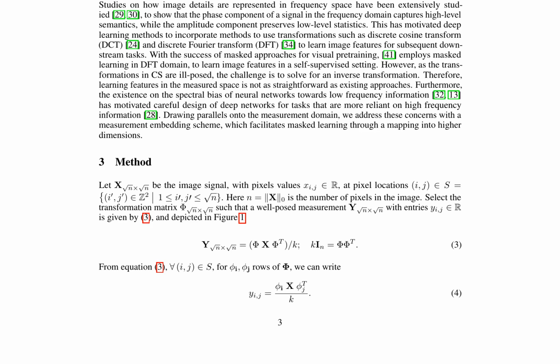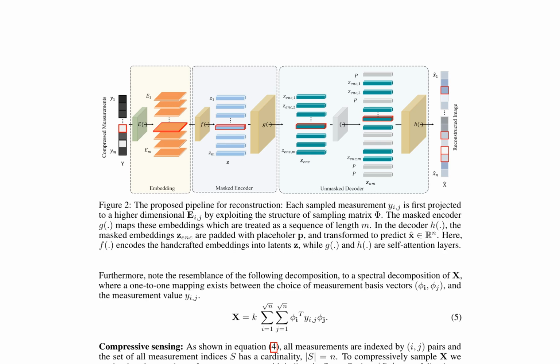The embedded measurements are treated as an element sequence and fed into a masked encoder, where measurements with indices in S^c are considered unmasked, while those with indices in S^{sc} are masked. This process is akin to a masking operation on the sampled measurements. The use of a masked encoder allows for the learning of useful representations in the measured space, facilitating the decomposition of the measurements. The reconstruction process employs a self-attention mechanism, where the masked embeddings are padded with placeholders and transformed to predict the original image.